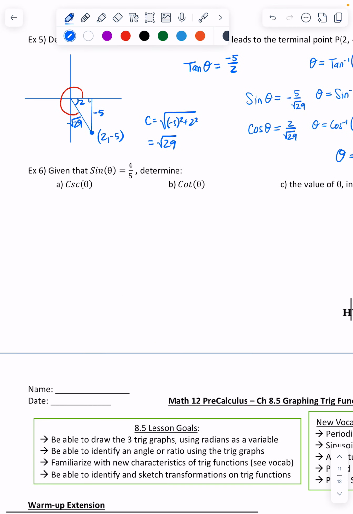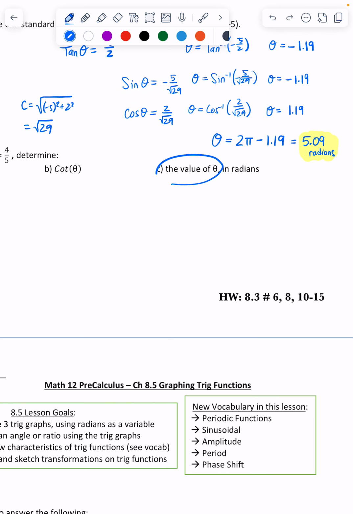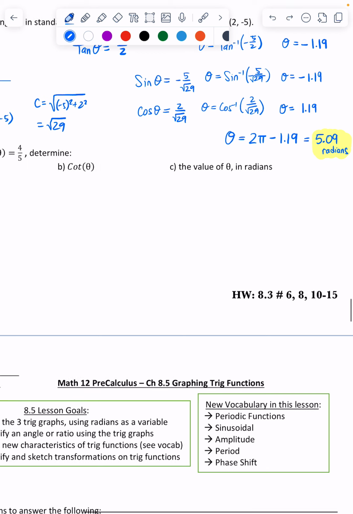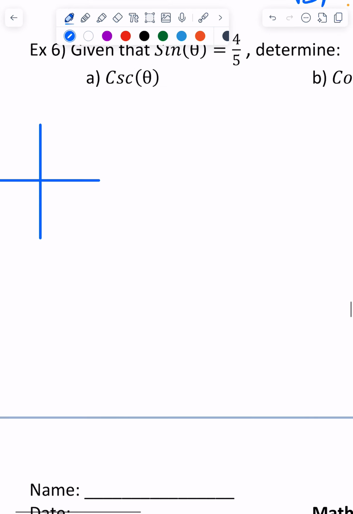If we are looking at example 6, we have a question that says, given that sine theta equals 4 over 5, determine cosecant theta, cotangent theta. Those are two of our new reciprocal trig functions. And the last one is the value of theta. So what is the angle, and give it also in radians, which is of course our focus right now. So we know that sine theta equals 4 over 5, and the first thing I want to do before I answer any of these questions is put this into standard position and draw a triangle that has a sine of 4 over 5.